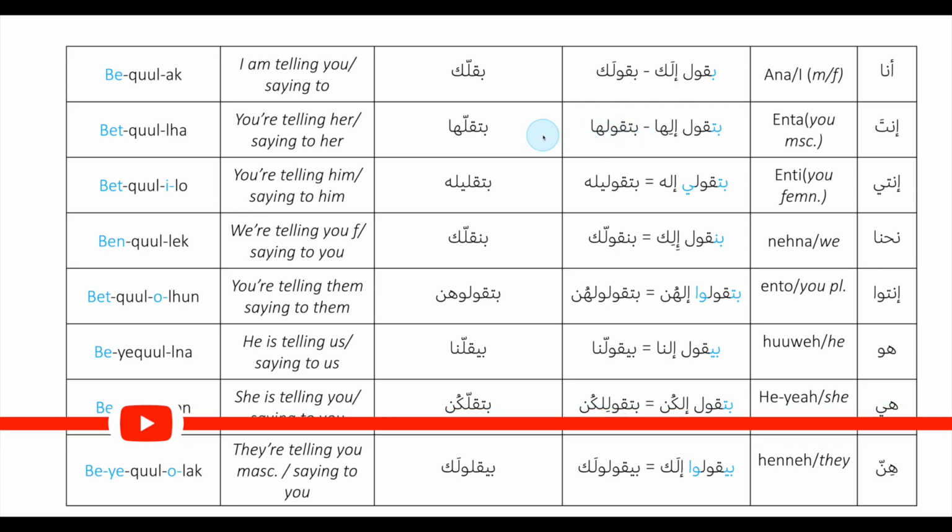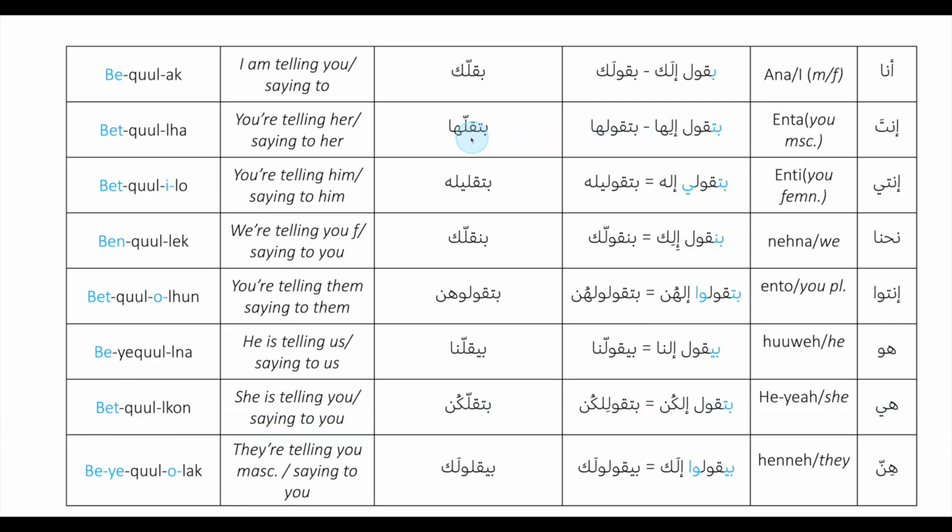And people tend to soften it, so they say بتقلها. You masculine are telling her or saying to her, بتقلها. With you feminine, telling him: بتقولي إله. And it ended up becoming بتقولي له. And people tend to soften it, so they say بتقلي له.